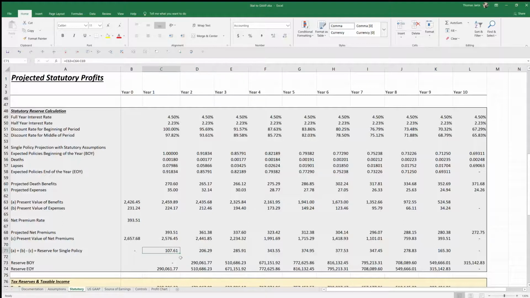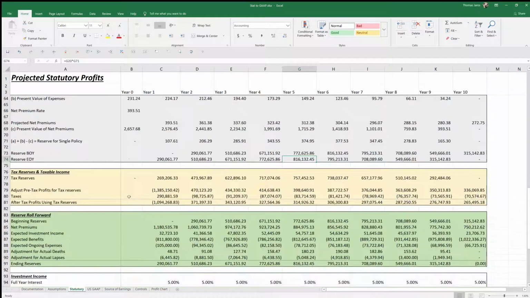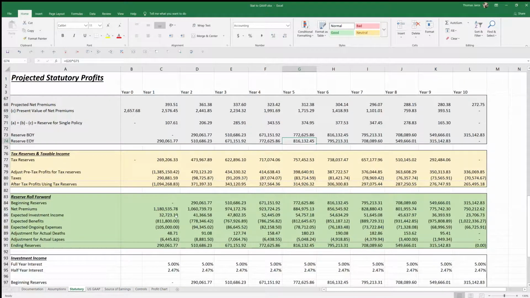Then to get to the reserve for all of the policies, we're just going to multiply by the number of policies in force at the end of year 1. In this case, we're going to come up with a reserve of 290,000. And you can carry that forward all the way through the very end. So this is one way to do a reserve calculation using a present value approach. I'm going to scroll down here. You can also come up with a reserve that is based off of a reserve roll forward approach.